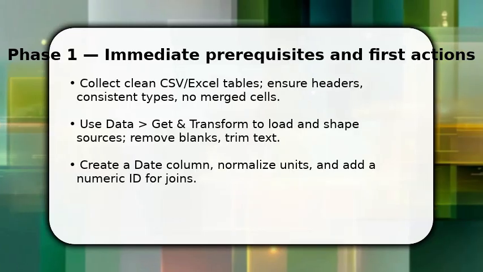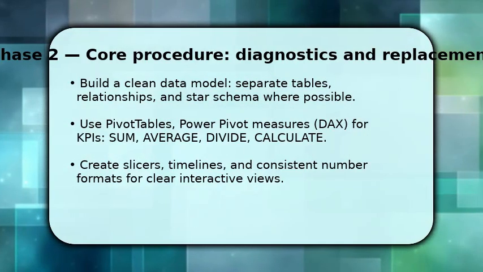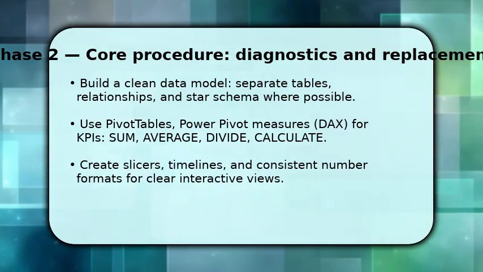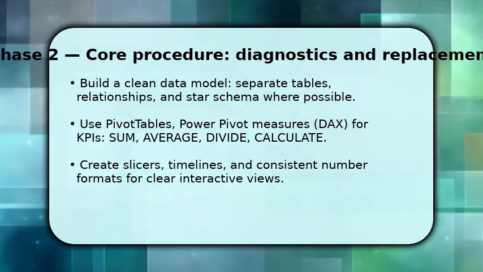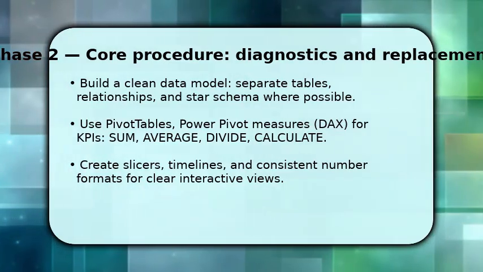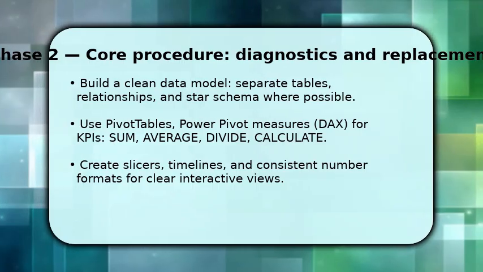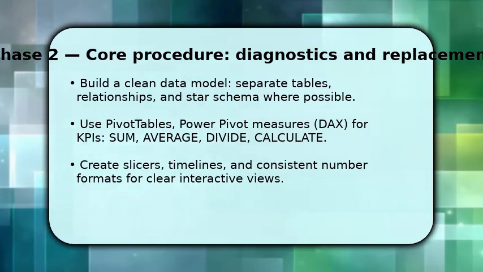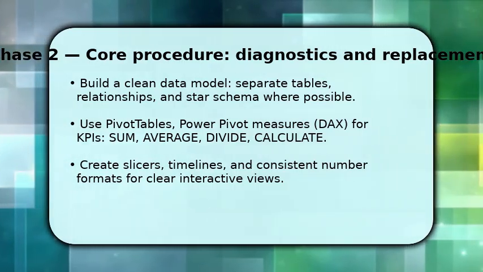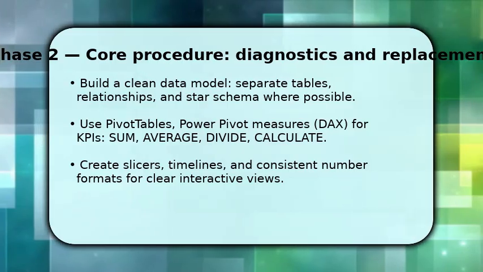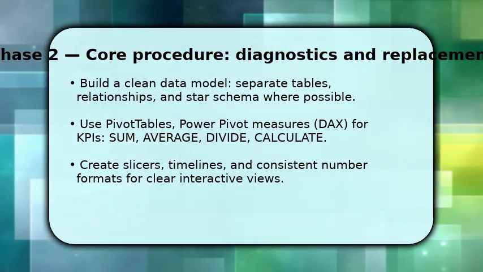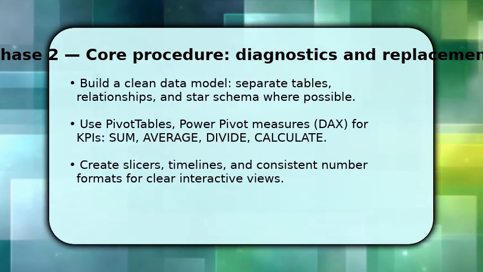You now construct a reliable model and compute core metrics. Load tables into the data model and relate them using keys. Aim for a star schema so filters flow correctly. Create pivot tables for exploration, then move to Power Pivot and DAX to define KPIs. Use SUM for totals, DIVIDE to avoid errors, and CALCULATE for conditional logic.